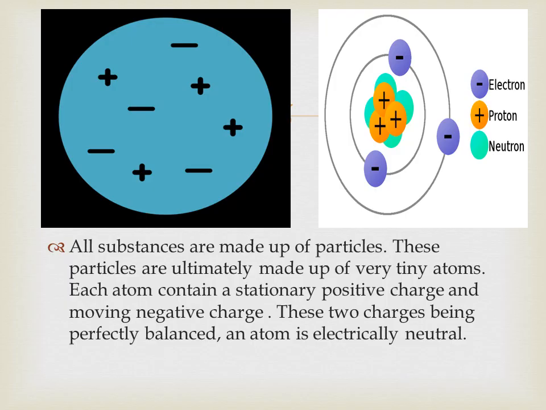Students, let us see the origin of an electric charge. All substances are made up of particles. These particles are ultimately made up of very tiny atoms. Each atom contains a stationary positive charge and moving negative charge. These two charges being perfectly balanced, an atom is electrically neutral.